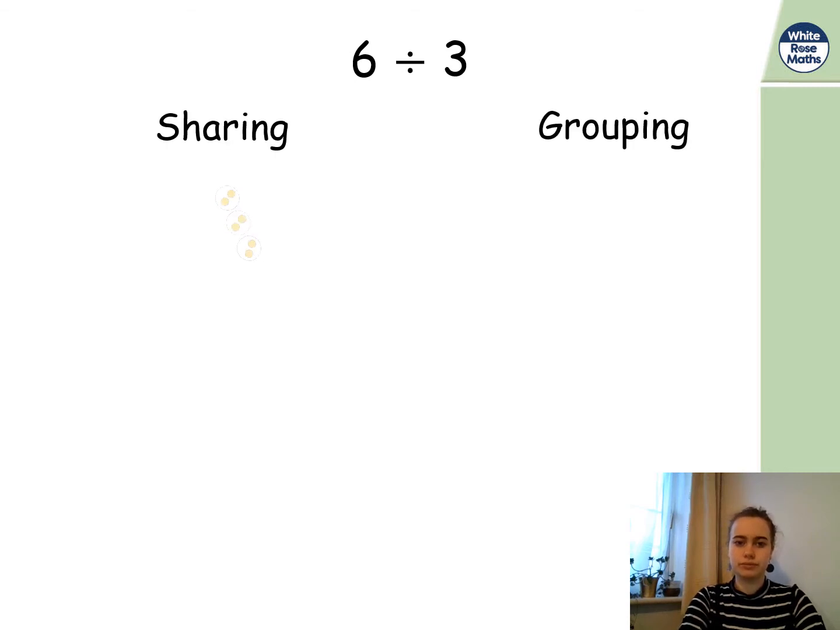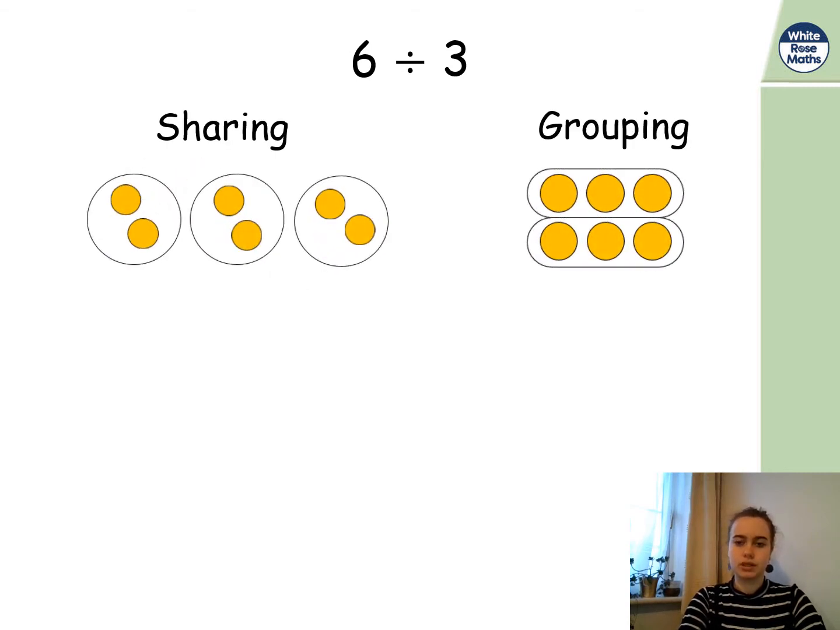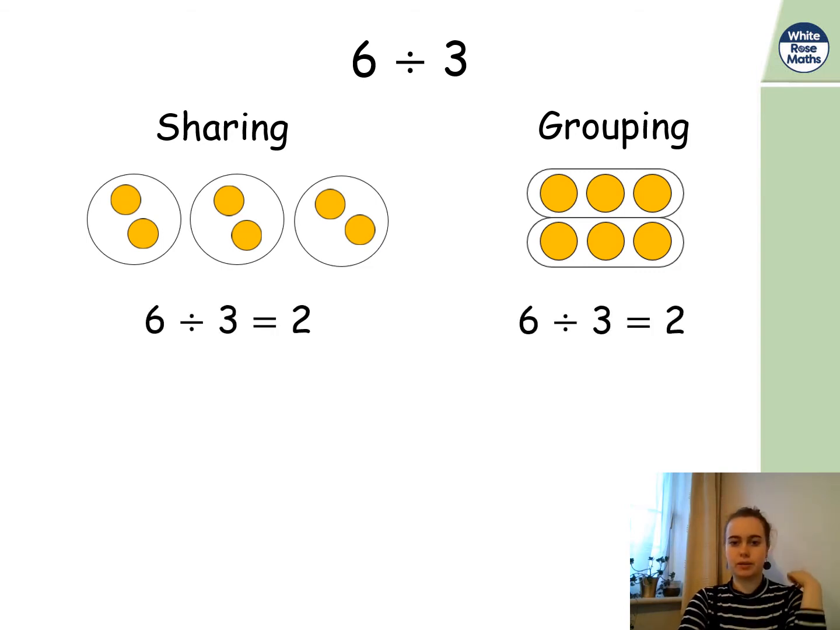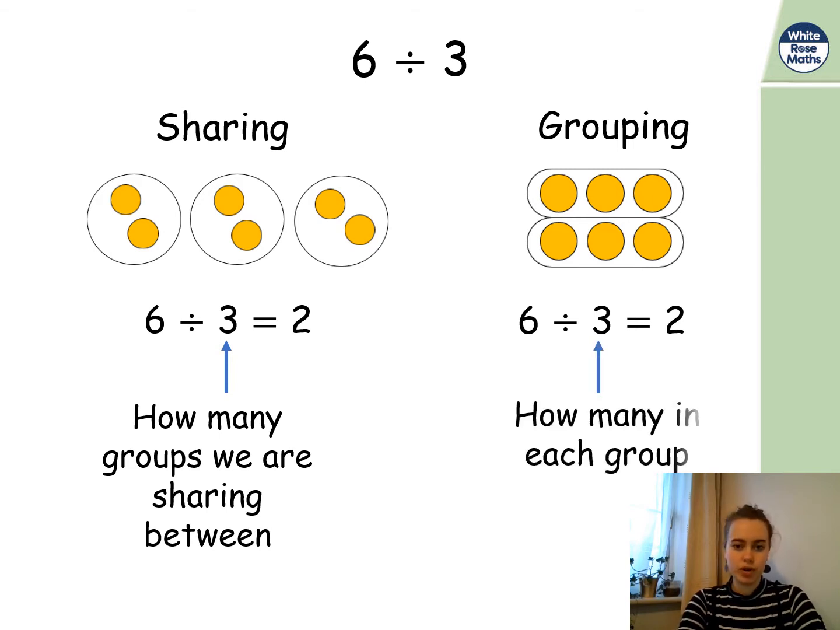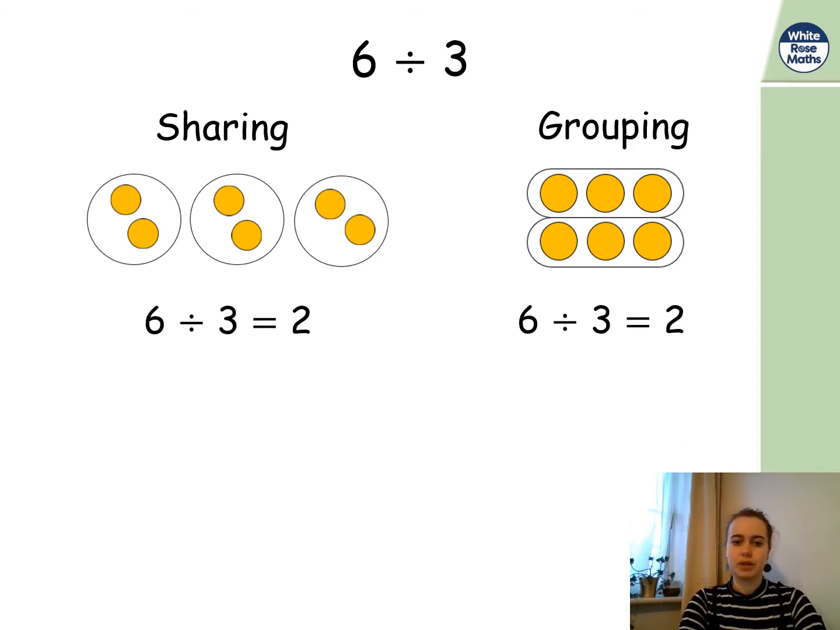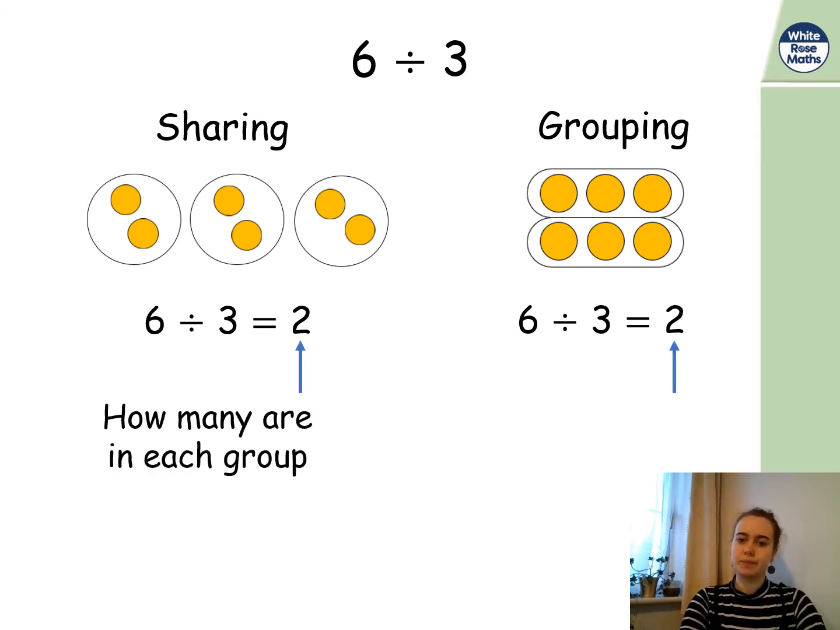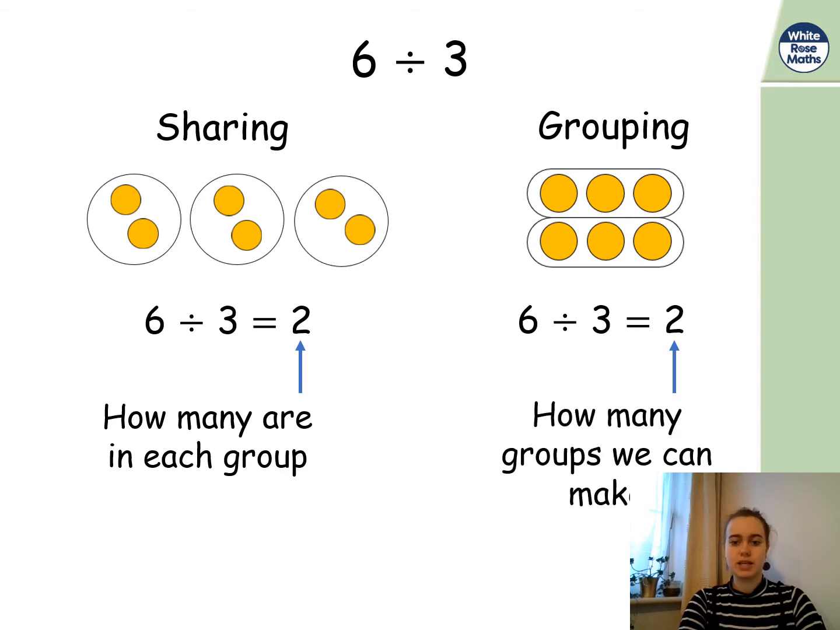So there you go. 6 divided by 3, that shows us our sharing and our grouping. Both written the same way. So in sharing, number 3 tells us how many groups we were sharing between. And when we are grouping, number 3 tells us how many we have in each group. So the 2 when sharing tells us what we get in each group, and the 2 in grouping tells us how many groups we can make.